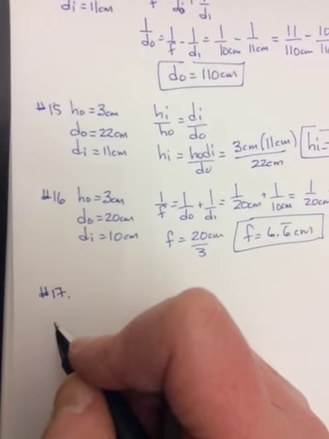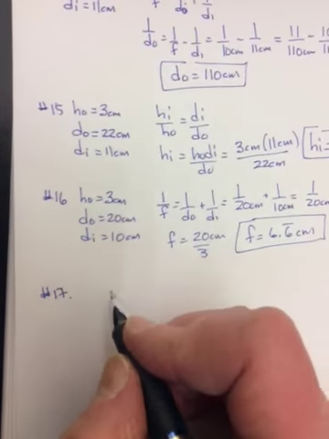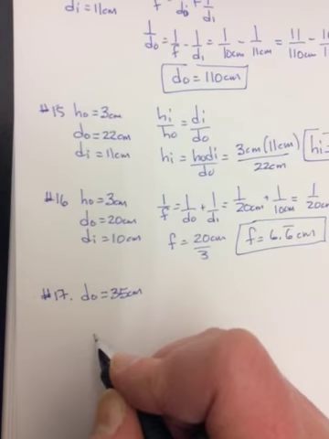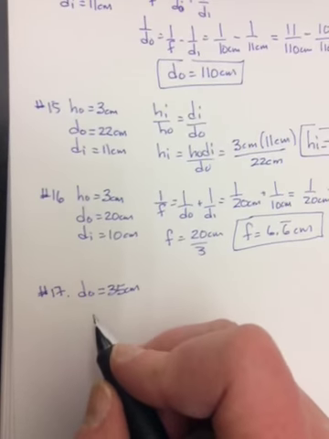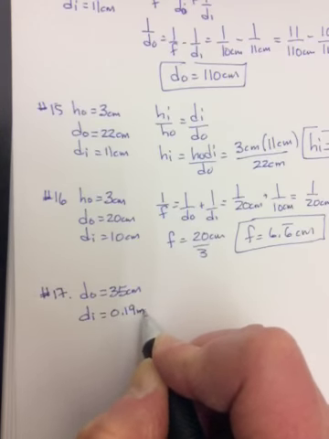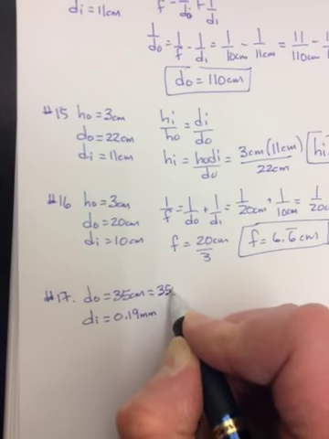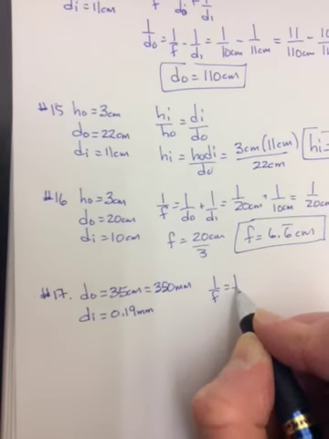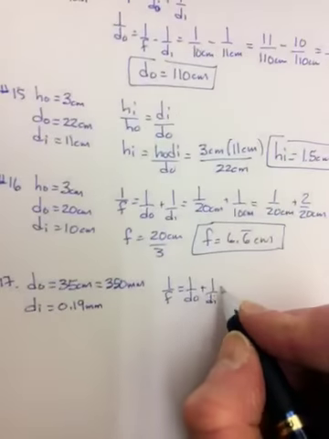Number 17. What is the focal length of a lens in your eye when you read a book that's 35 centimeters from your eye? So that's your DO, 35 centimeters. The distance from the lens to the retina is 0.19 of a millimeter. So DI, 0.19 of a millimeter. So you probably want to change this to 350 millimeters. So 1 over F is equal to 1 over DO plus 1 over DI. This is not going to be pretty numbers, just telling you.